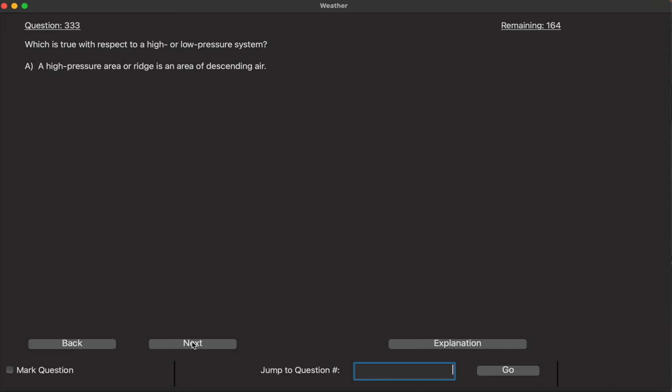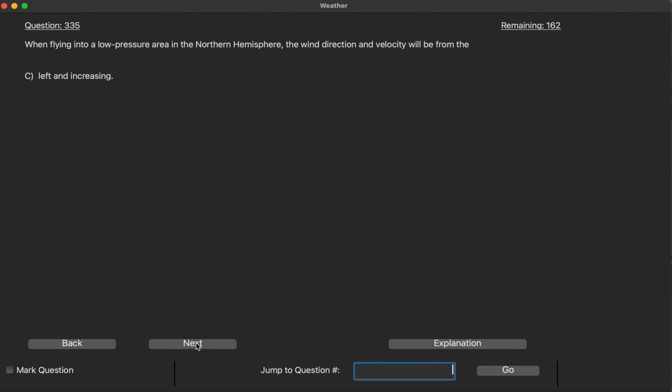Which is true with respect to high or low pressure systems? High pressure area or a ridge is an area of descending air. So high pressure is an area of descending air. Which is true regarding high or low pressure systems? Low pressure areas or troughs is an area of rising air. Low pressure area, rising air.